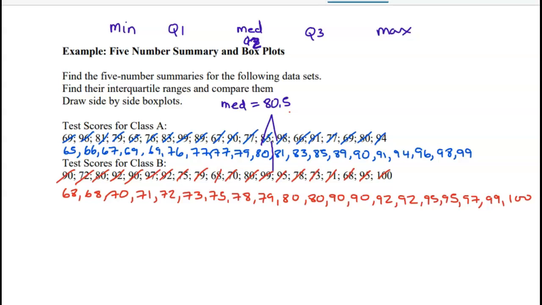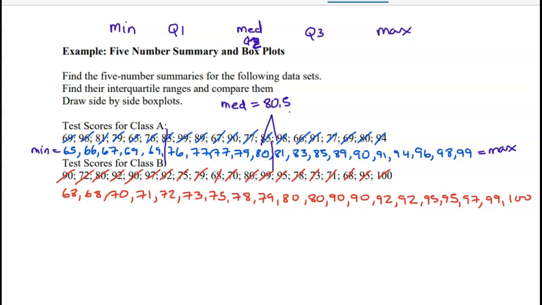The minimum is the lowest number. The maximum is the highest number. Now for the first quartile, you look at the lower group of the data and you divide that in 2. So there's 10 here. We're going to cut it in half. We have 1, 2, 3, 4, 5 and 1, 2, 3, 4, 5.